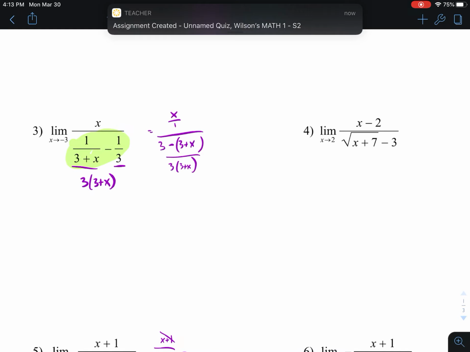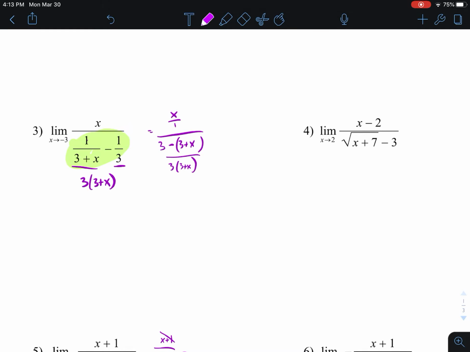No, hold on, buddy. You were talking about the bottom. This one already has 3 plus x, so it just needs to become a 3, multiplied by 3. This 1/3 also already has a 3, so you want to multiply top and bottom by 3 plus x. Top and bottom.